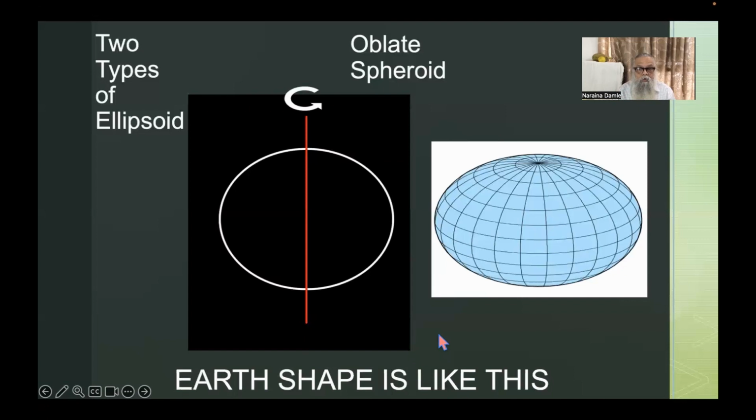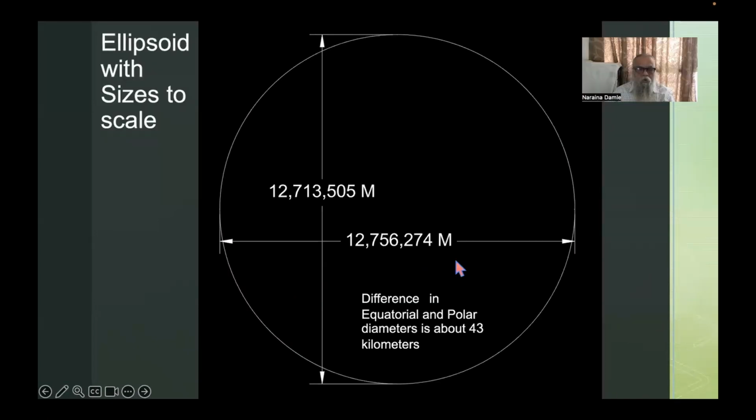So the shape of the Earth looks like this, which is the oblate spheroid. In the original Zoom session that I had, I had made some numerical mistakes by adding one extra digit to the numbers. So I am recording this section again independently.